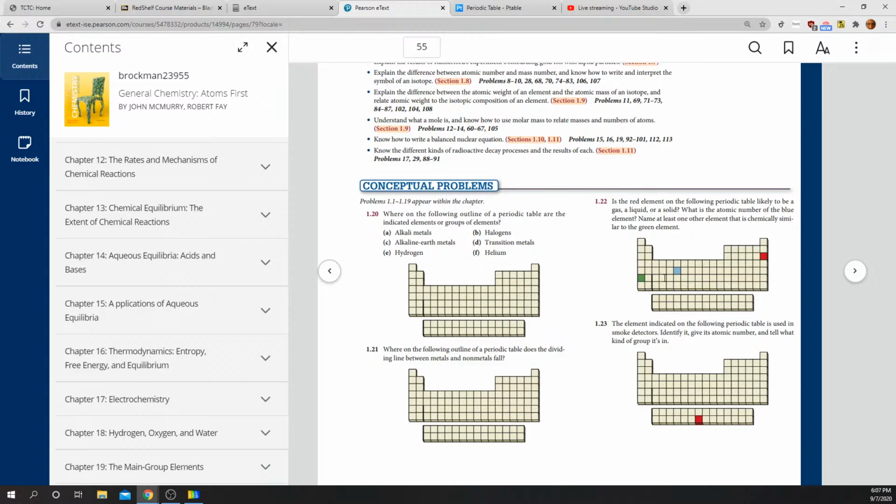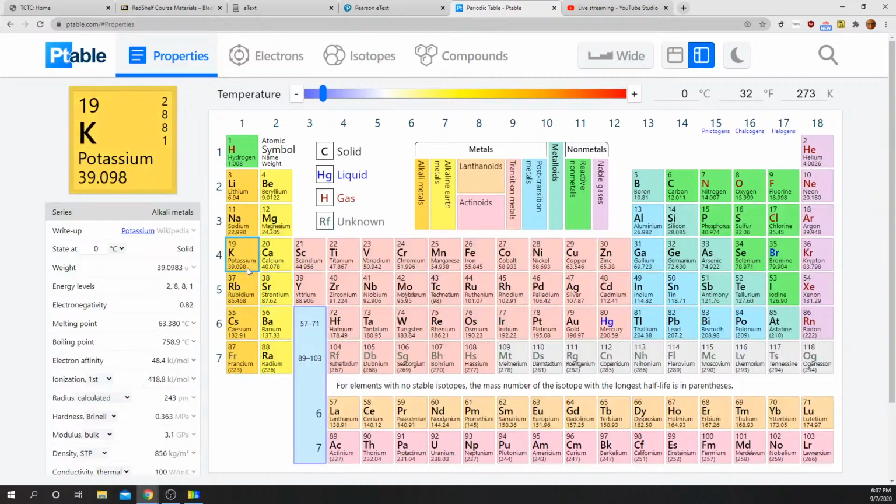And next up, name at least one other element that is chemically similar to the green element. Well, they're asking for another element in this group. That looks like radium. No, radium's right here. This would be one above francium. That's cesium. So we're spoiled for choice. We've got lithium, sodium, potassium, rubidium, cesium, francium.